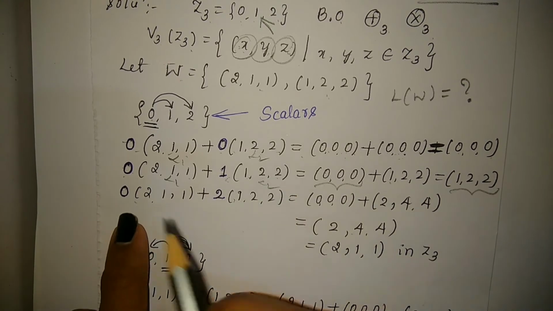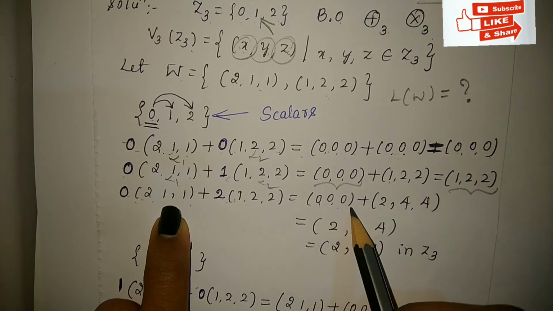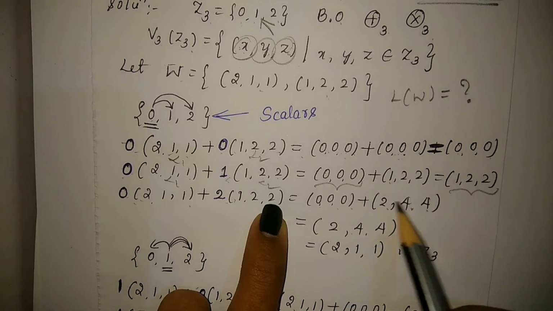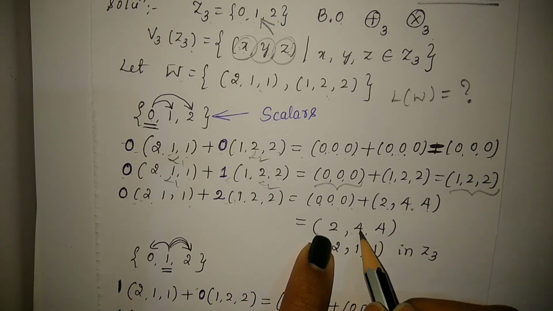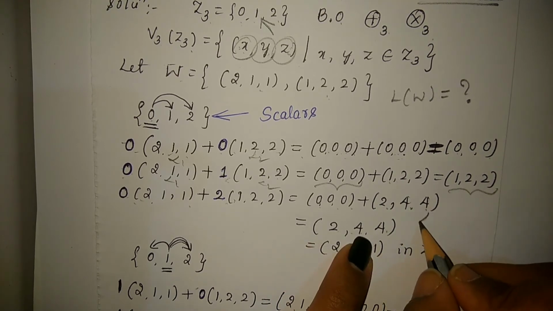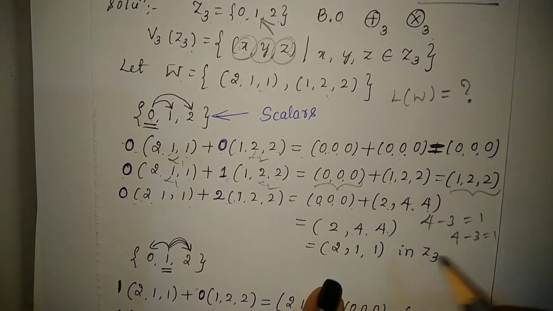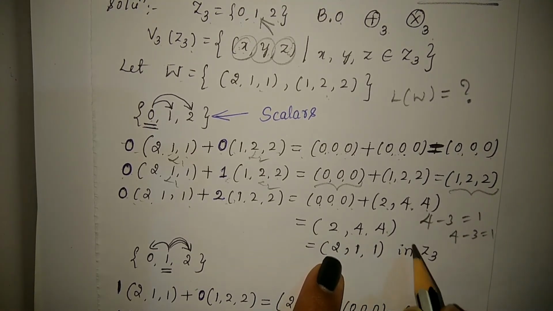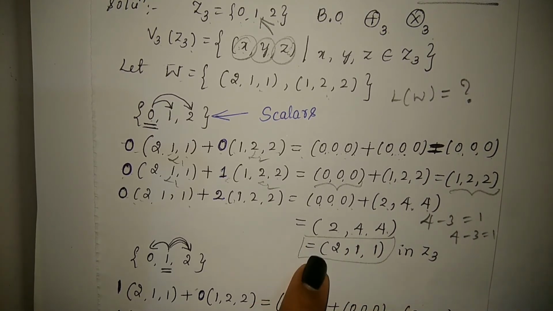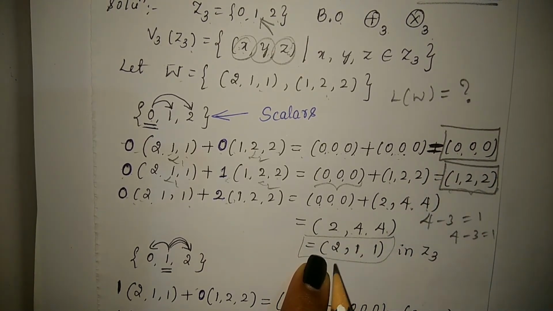Okay. So now, 0 with 2. 0 into 2, 1, 1 is nothing but 0, 0, 0. 2 1s are 2, 2 2s are 4, 2 2s are 4. If I add, again we get 2, 4, 4. 4 is not an element of Z3. So just subtract 3, we get 1. So put that 1, then it becomes an element of V3 of Z3. Is it clear? So we get 3 triplets: 0, 0, 0, 1, 2, 2 and 2, 1, 1.